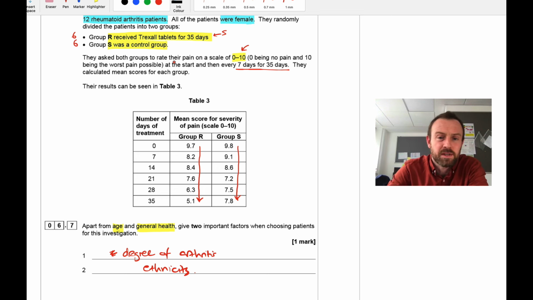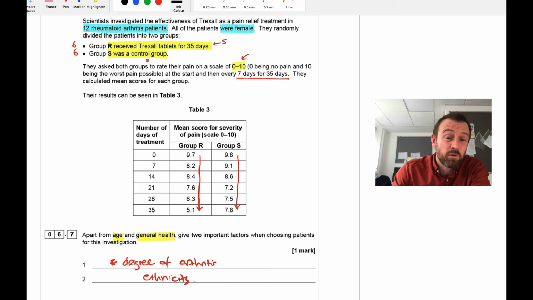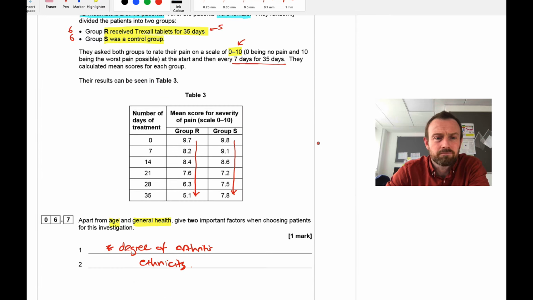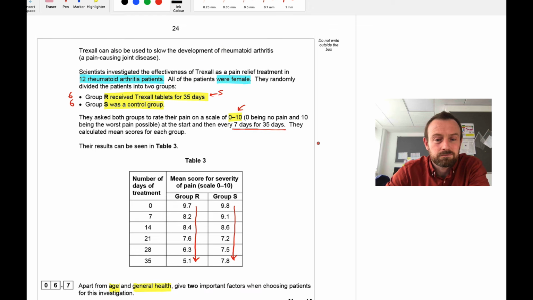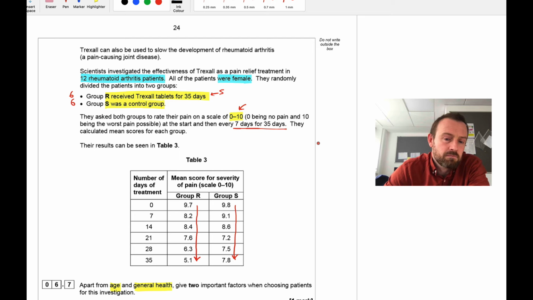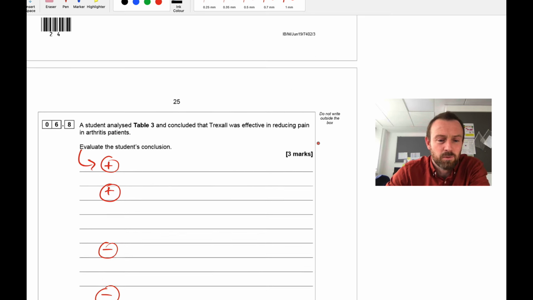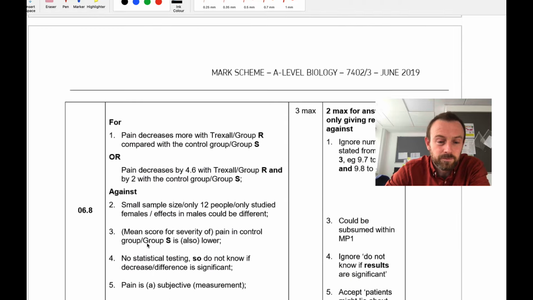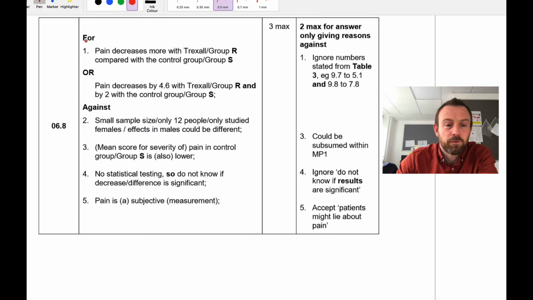It would be better if it was a placebo. Third thing, there's only 12 patients. Fourth thing, only female patients were used. That's 4 things. That's probably enough. Oh, and a fifth thing, it was only done for 35 days. So we don't know if it would continue on beyond 35 days. That's plenty. So 4. There is only one positive. Okay, we're struggling there. Pain decreases more compared with the control group.